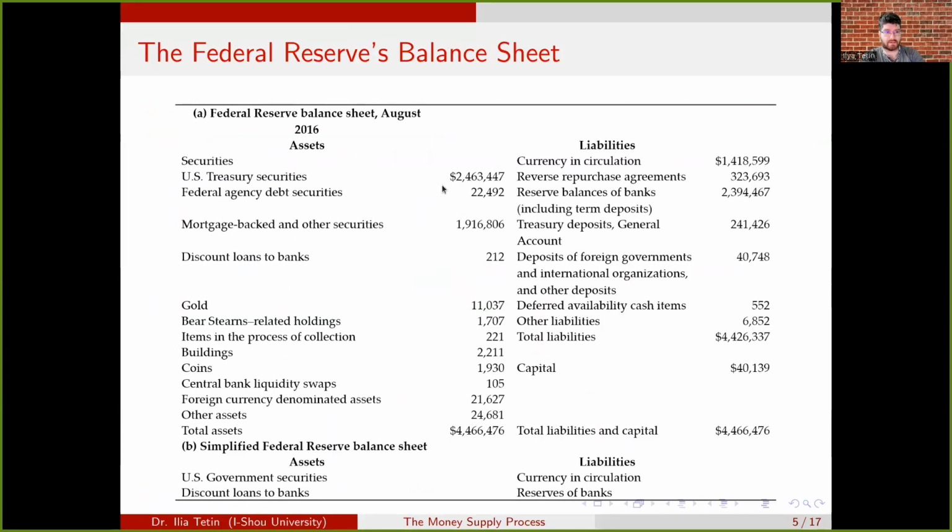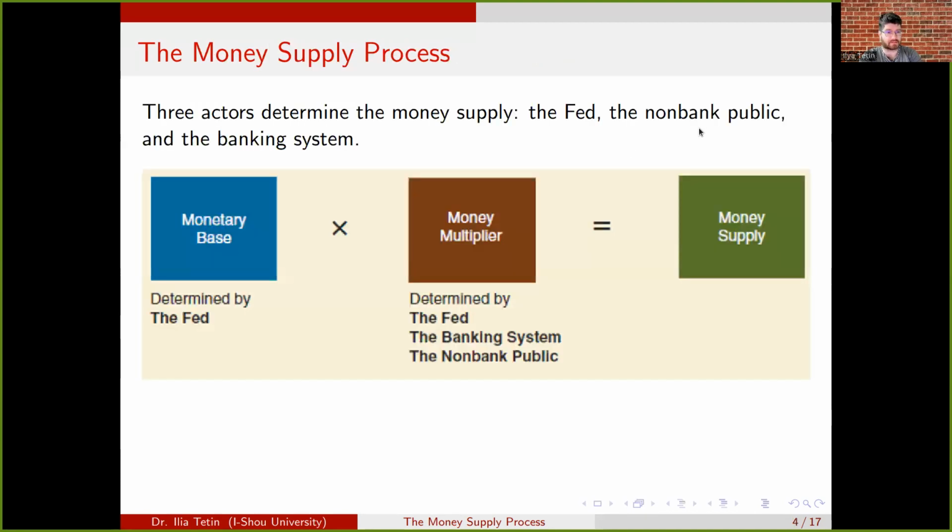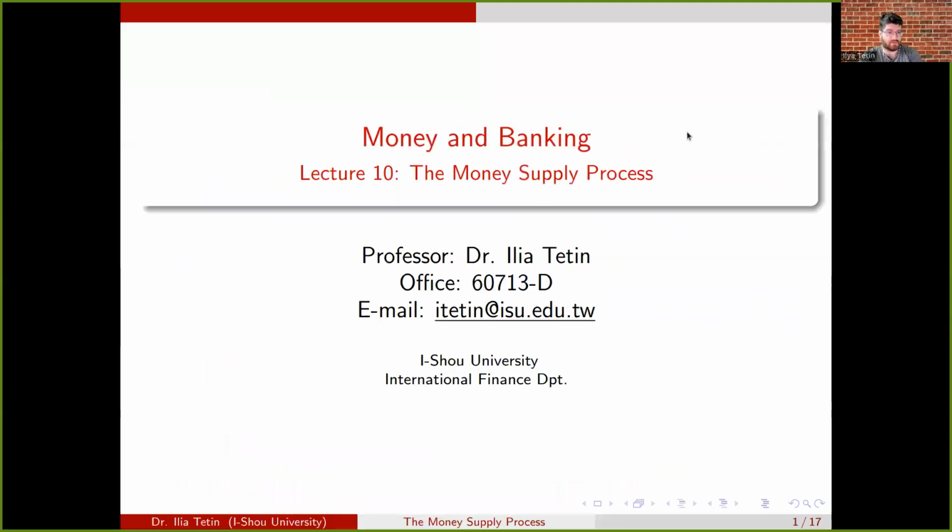Have a grasp of the major categories of liabilities and assets in the Federal Reserve balance sheet; they generally stay pretty much the same in percentage values. So if someone asks you what the major assets and the major liabilities of the Fed are, you can answer based on this slide. And hopefully that's it. This is the money supply process.